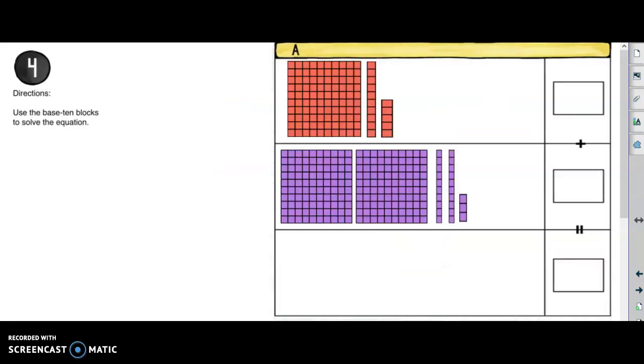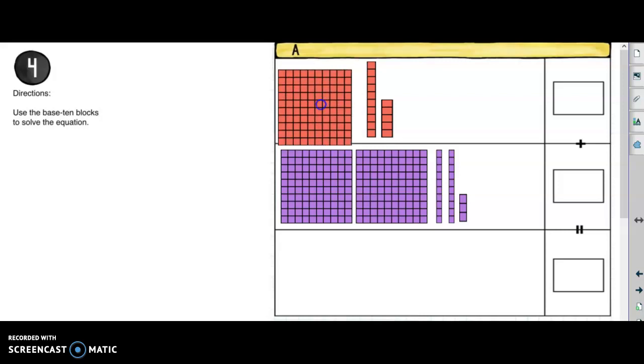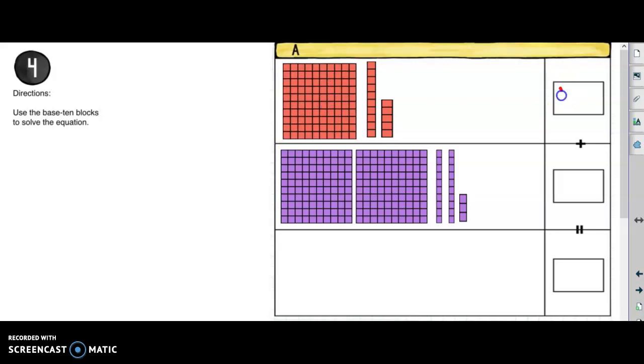Okay, let's look at some other examples. So right here I'm using base 10 blocks. In my top picture, I have one whole thing and I have 1/10 rod and I have 5 hundredths. So I have 1 and 15 hundredths. And in my second picture, I have 2 whole things and then I have 2 tenths and I have 3 hundredths. So I have 2 and 23 hundredths.